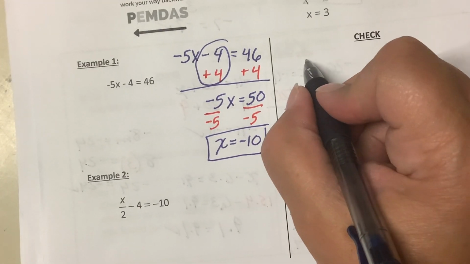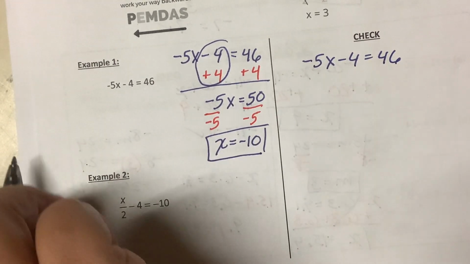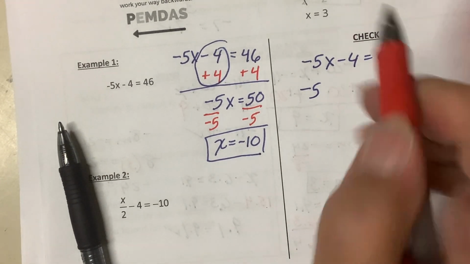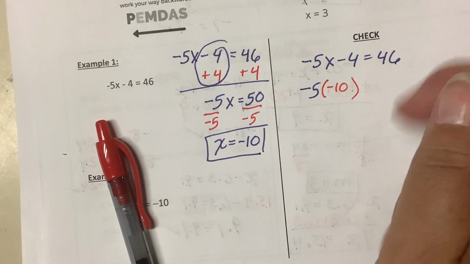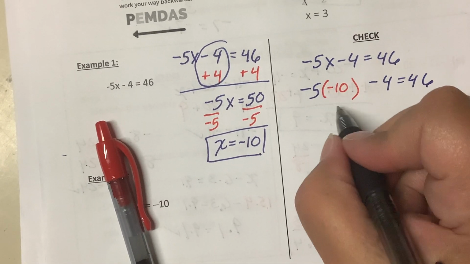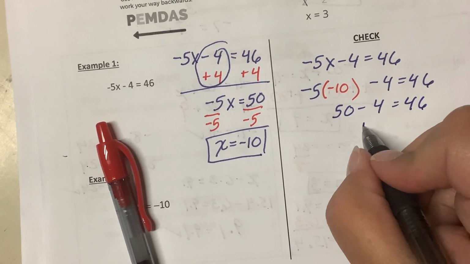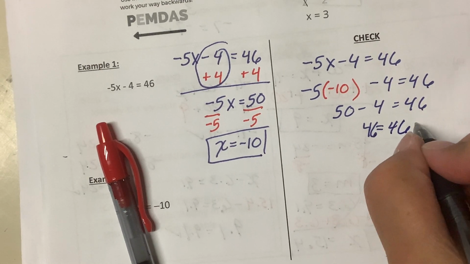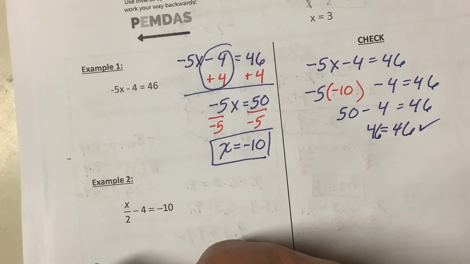And on the other side, rewrite the problem. Negative 5x minus 4 equals 46. Substitute negative 10 for the x, so negative 5, parentheses to show I'm multiplying, times negative 10, minus 4 equals 46. Negative times negative is positive 50. Minus 4 is 46. And 46 equals 40. Silly me. 46 equals 46. It checks. Now, at any point, if you want to use your calculator, do so.